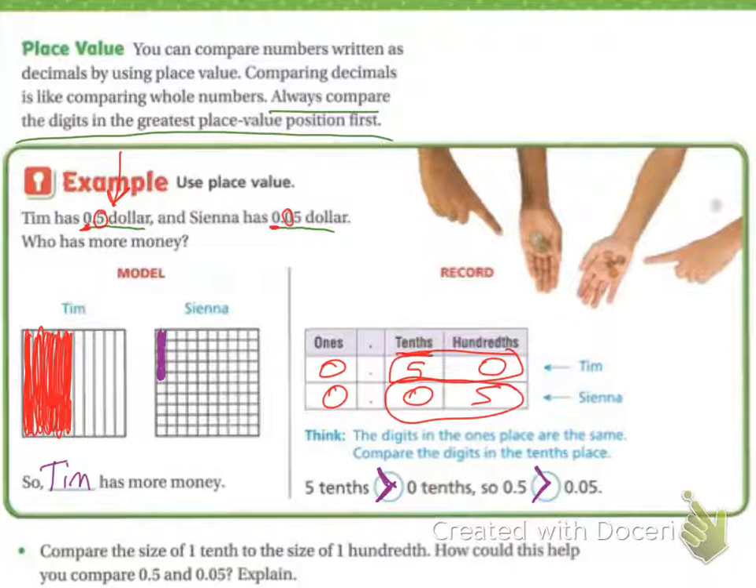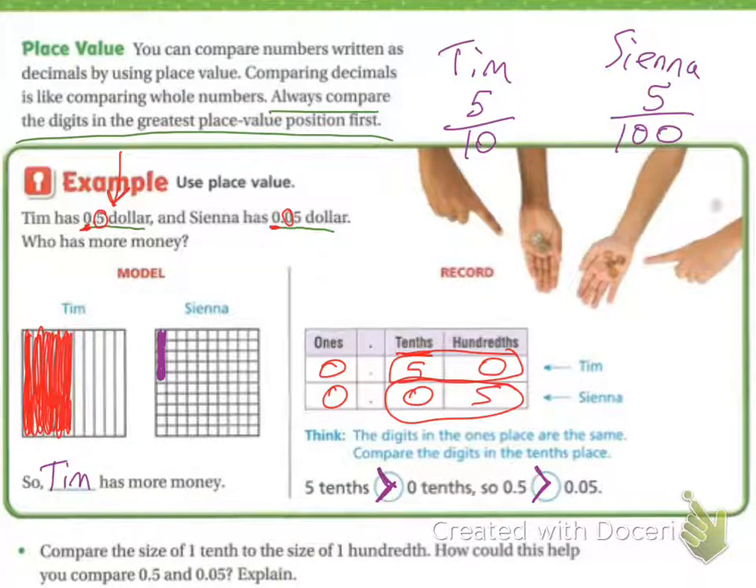So, speaking of what I was just saying, Tim's number is 5/10. Sienna is 5/100. So this is the same as 5 cents. This is the same as 5 dimes. 5 times 10 is 50 cents. So that is bigger. Yes, copy what I'm doing. Write this down.